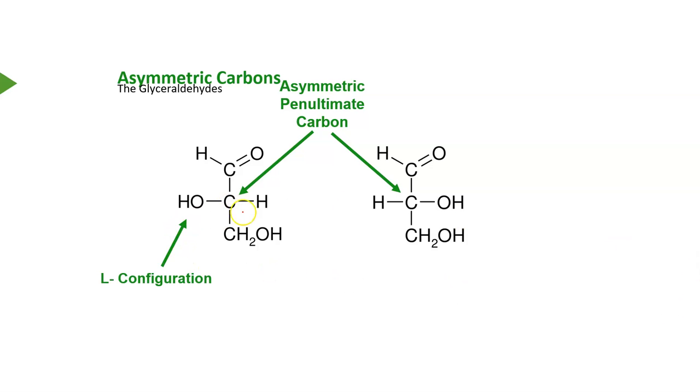So this, because the hydroxide is on the left side, we give it the L configuration. And if the hydroxide's on the right side, it's given a D configuration. So we have the L configuration and the D. This is D instead of R because it means dexter, which is Latin for right-handed. So that's why it's D instead of R. Apologies for that, but I didn't create the naming system. So L and D configuration.